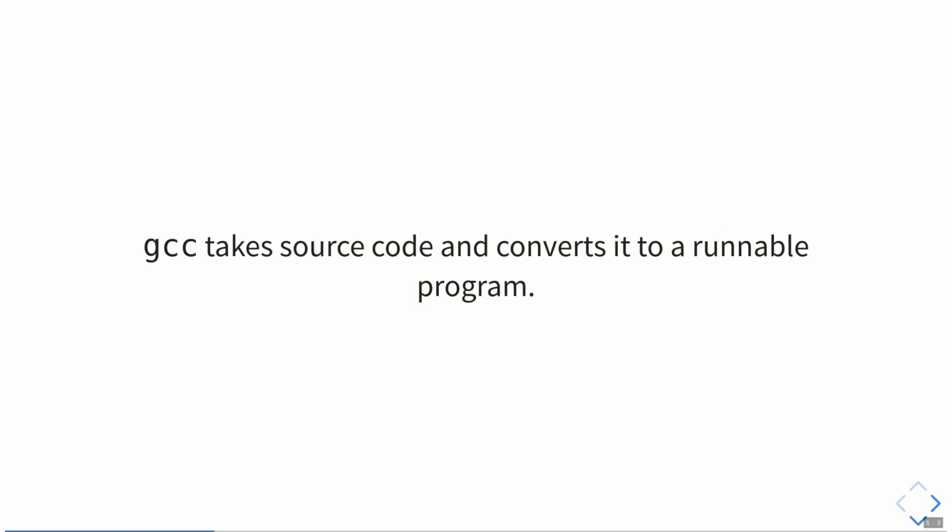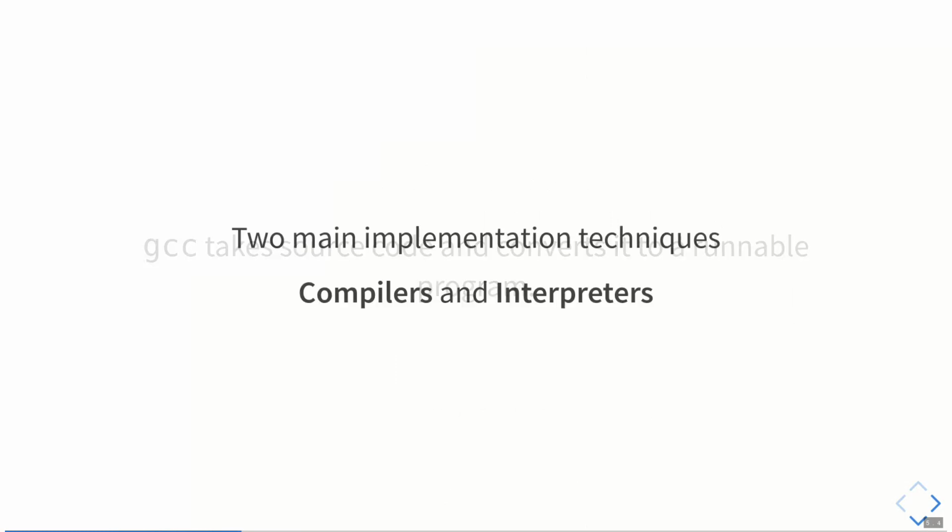So GCC, current iteration, is written in C. Needs a C compiler to compile it. But okay, so let's look at how we actually write one of these programming language implementations. There are two core techniques: compilers and interpreters. Anyone aware of the difference or some examples of them?